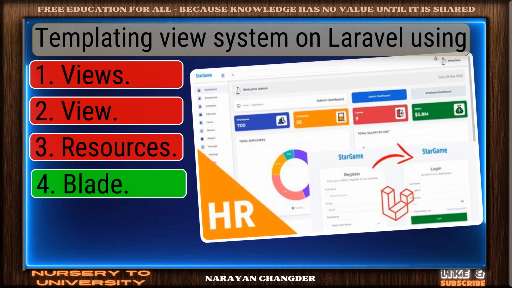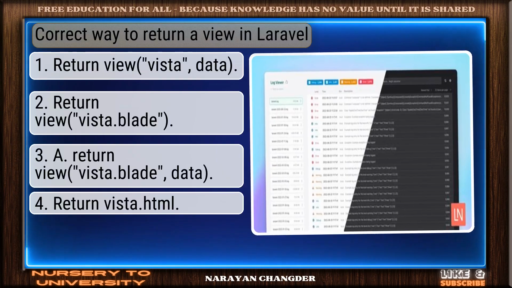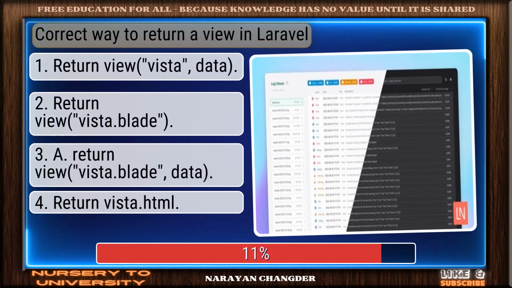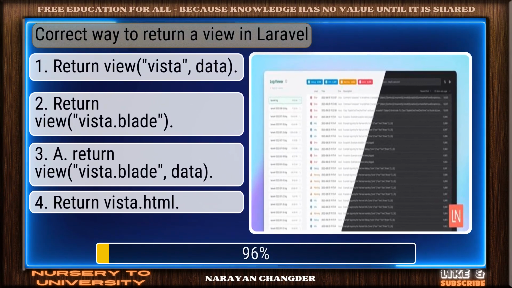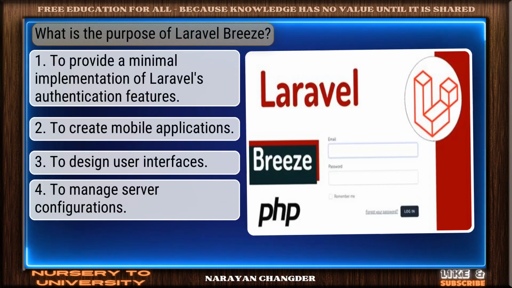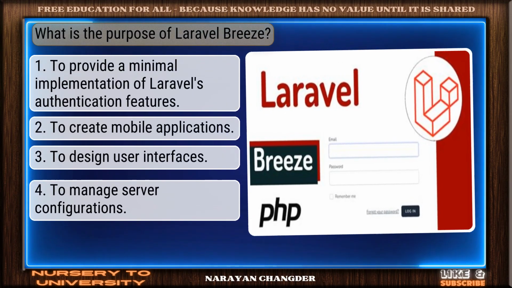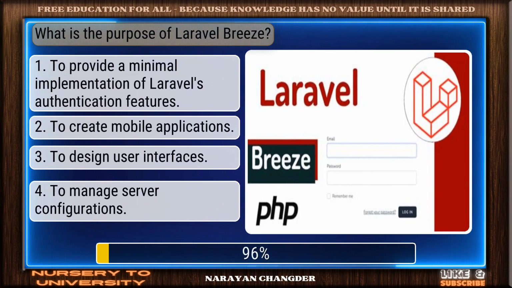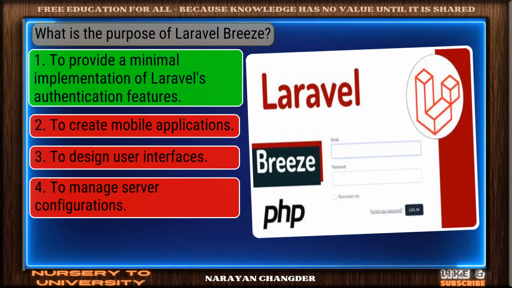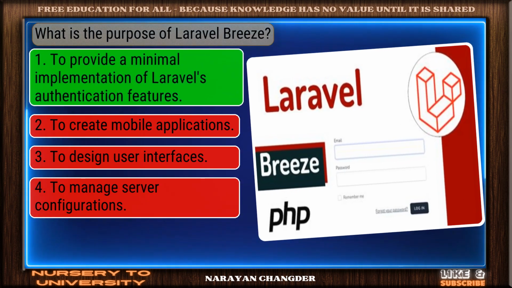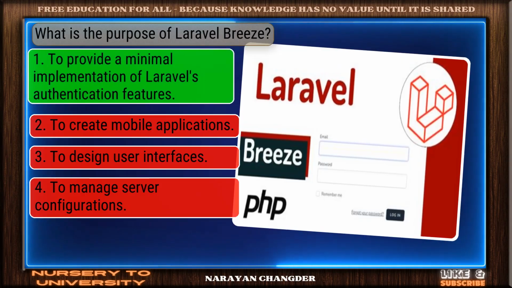Sharp thinking. Blade is the right choice. Question number 42. Correct way to return a view in Laravel. Correct. Return view is the right answer. Question number 43. What is the purpose of Laravel Breeze? Well reasoned. To provide a minimal implementation of Laravel's authentication features is the correct choice.